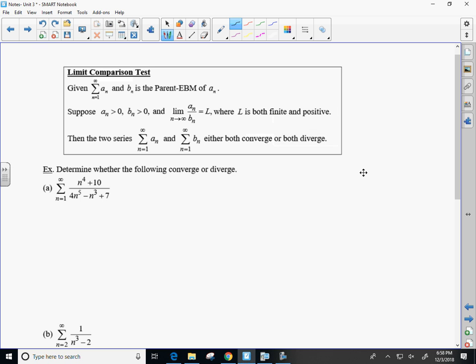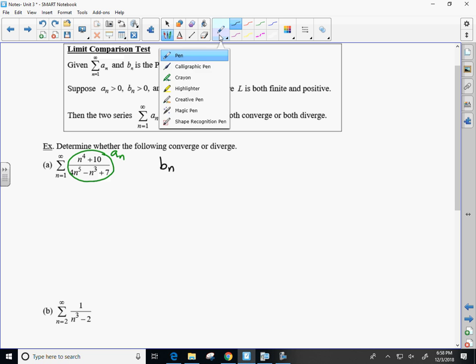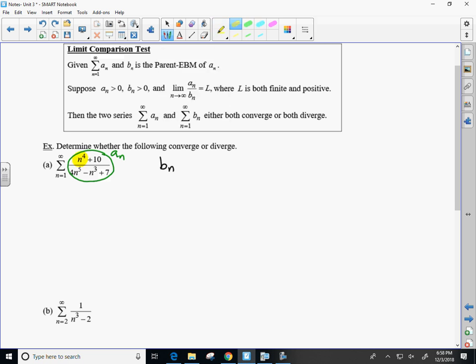is the name of the game in this unit, but you see it in action and it starts to make more sense. All right, so I need the parent EBM. So here again is my A sub n. My B sub n. If I divide these two things, I would get 1 over 4n. All right, that is not my B sub n.